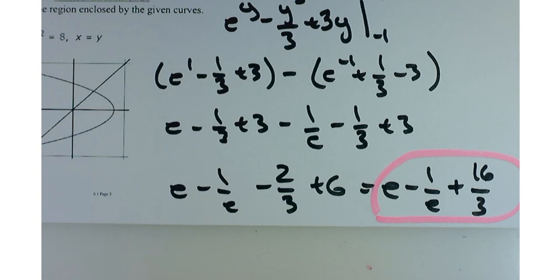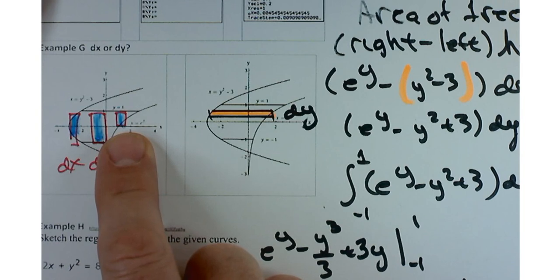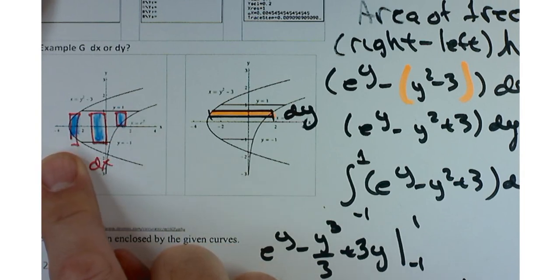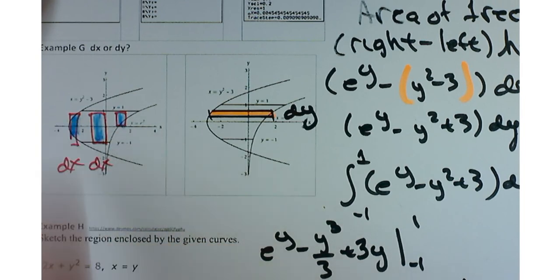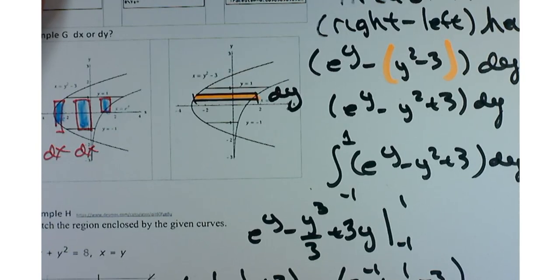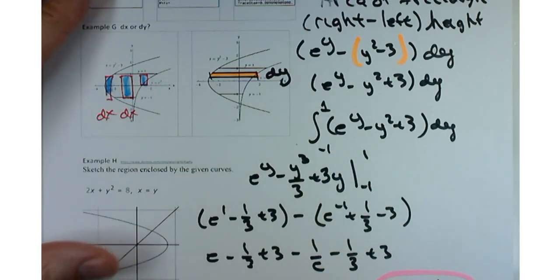Are we okay with example G here? Do you understand the need to integrate with respect to y here? At least it's a major convenience. I mean, to do it this way, you'd have to do 3 separate integrals, and you'd have to be a little bit clever in doing this last little bit over here. It'd be a lot more work than just taking a dy slice and doing it that way.